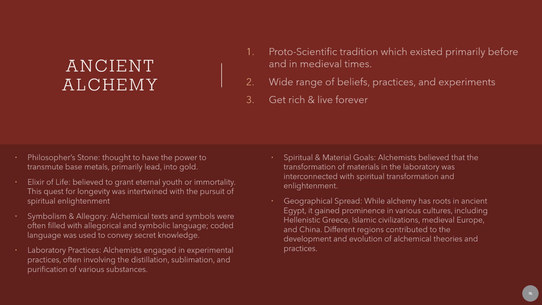Another example of the get rich and live forever theme would be the elixir of life. They believed that there was some way, something that you could drink or eat or take into your body that would grant you eternal youth or immortality, right? And this quest for longevity was intertwined with the pursuit of spiritual enlightenment, right? Not only would you live forever, but you would be somehow an enlightened being.